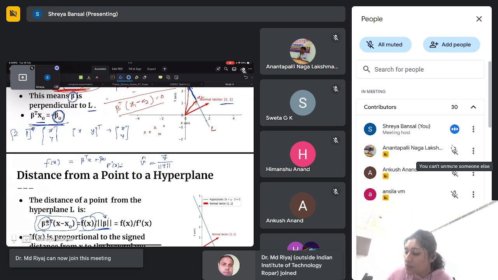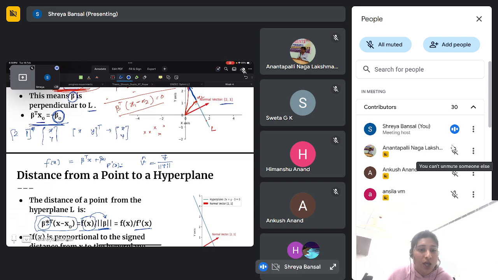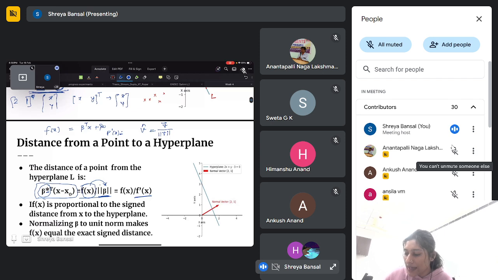So we can replace this norm of beta by f dash x. If we are normalizing it, we can write this equation either in this form or in this form. These two forms give you a conclusion or observation that f x is proportional to the signed distance from x to the hyperplane. Now think about it.